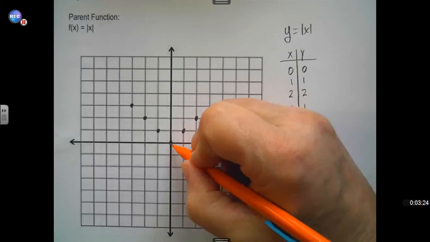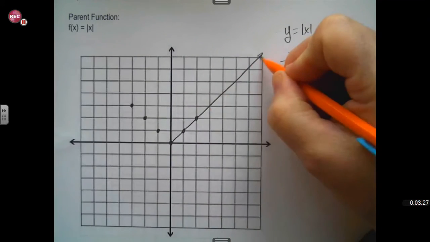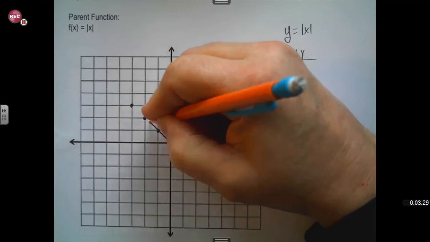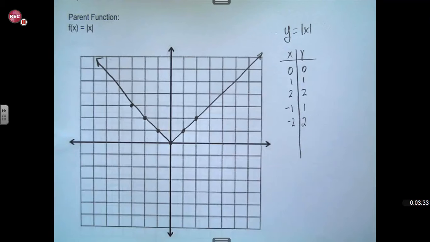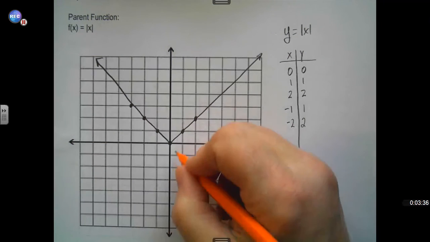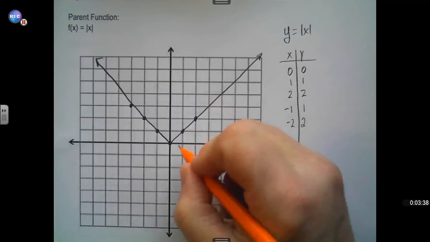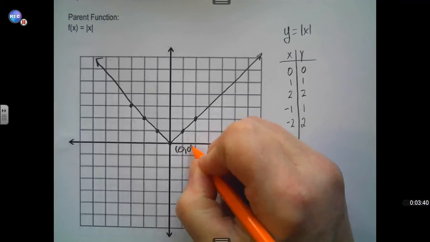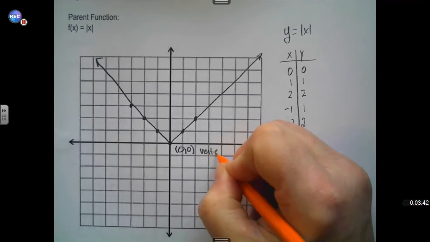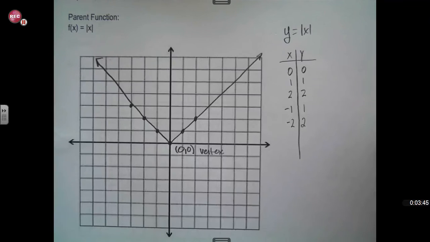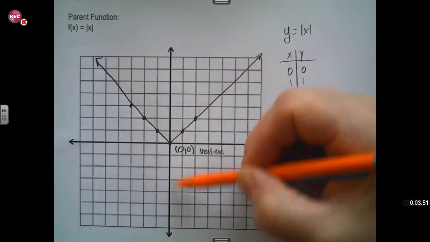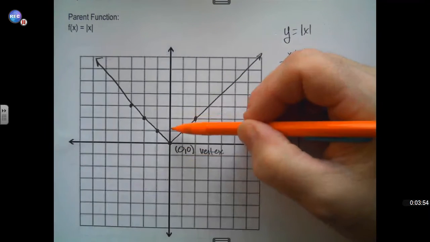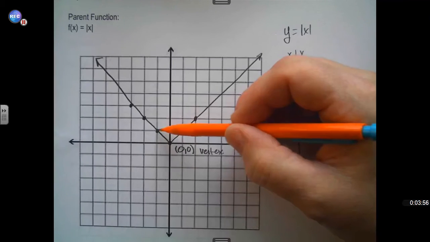So then this is the graph of the absolute value. Okay? And this point down here for this graph at (0, 0), that would be the vertex of the graph. There is a thing called the axis of symmetry. The axis of symmetry goes through the vertex, okay? And these are mirror images of each other.